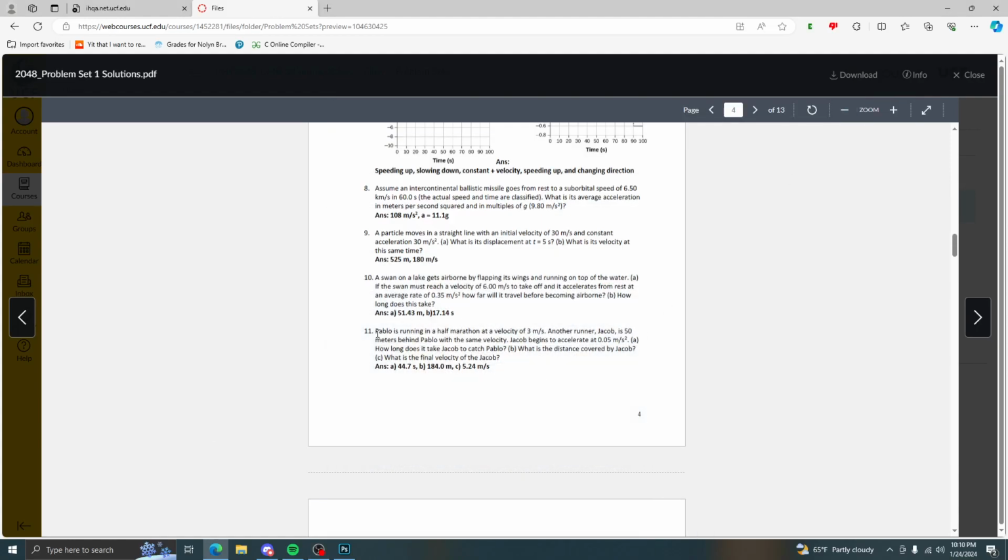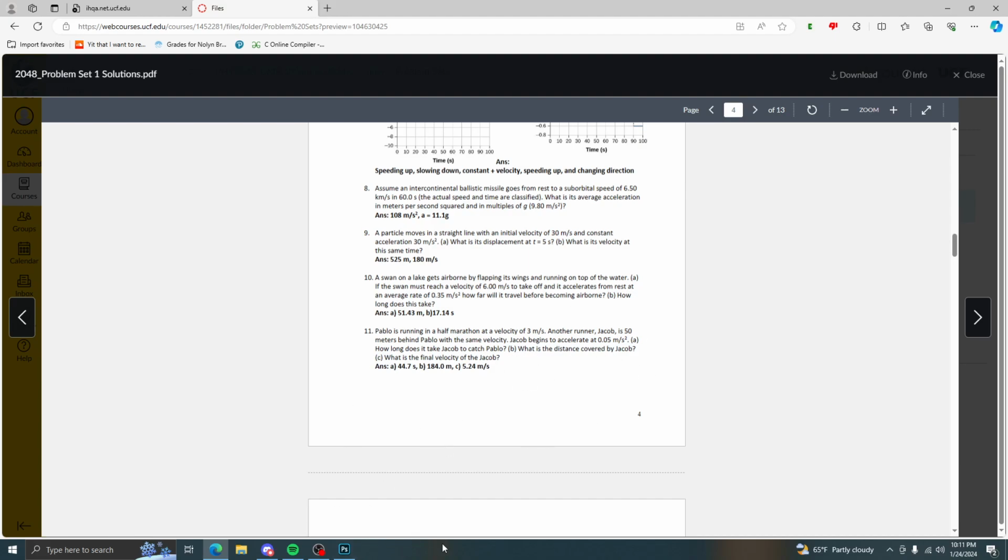Okay, so Pablo is running a half marathon at a velocity of 3 meters per second. Another runner, Jacob, is 50 meters behind Pablo with the same velocity. Jacob begins to accelerate at 0.05 meters per second squared. How long does it take Jacob to catch Pablo? What is the distance covered by Jacob? And what is the final velocity of Jacob?